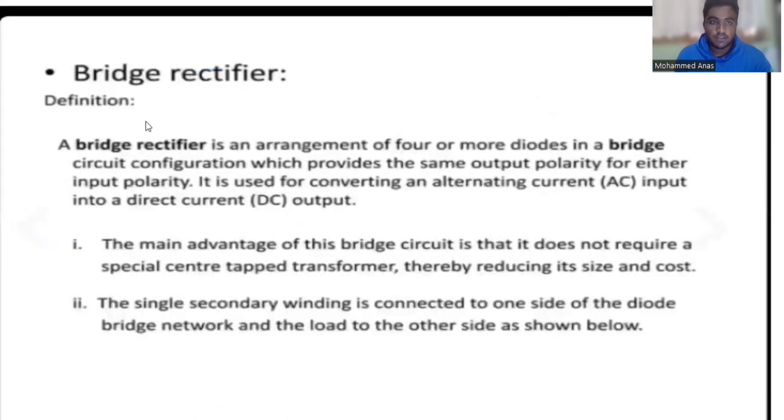Now we are going to learn about the bridge rectifier. A bridge rectifier is an arrangement of four or more diodes in a bridge circuit configuration, which provides the same output polarity for either input polarity. It is used for converting alternating current AC into direct current DC output. The main advantage of this bridge circuit is that it does not require a special center tapped transformer, thereby reducing its size and cost. The single secondary winding is connected to one side of the diode bridge network and the load to the other side, as shown below. I'll show you.